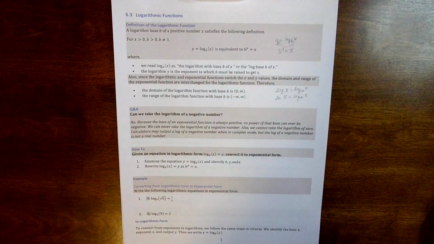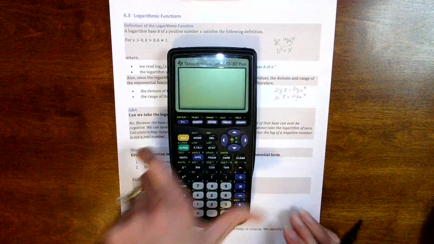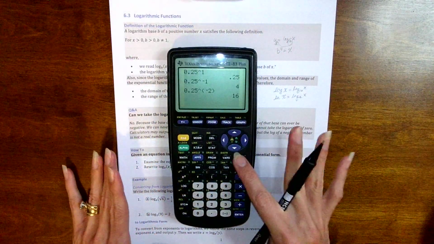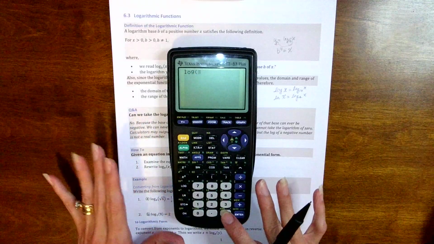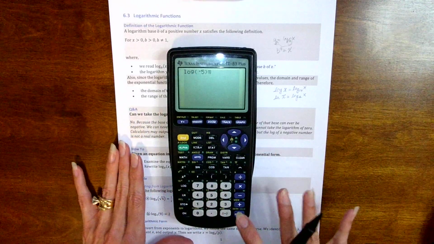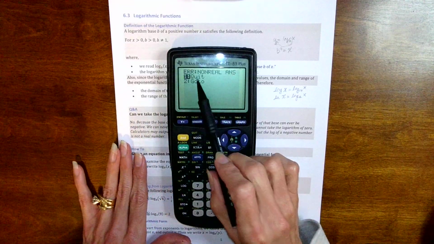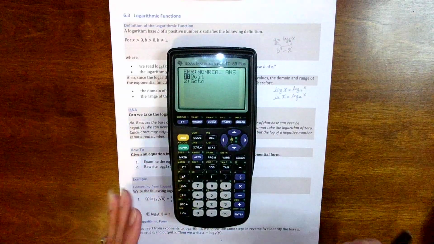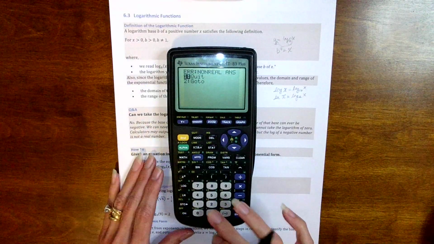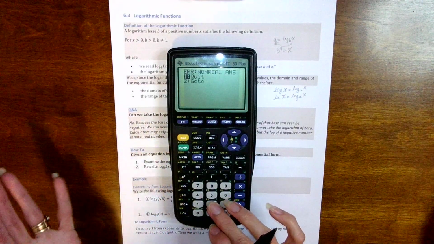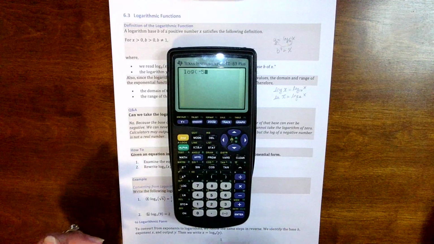I've never had my calculator in complex mode. But if I wanted to try to take the log of negative 5, it's going to say non-real answer, quit, or go to. So you can quit, or you hit go to, and it'll tell you what it has a problem with.